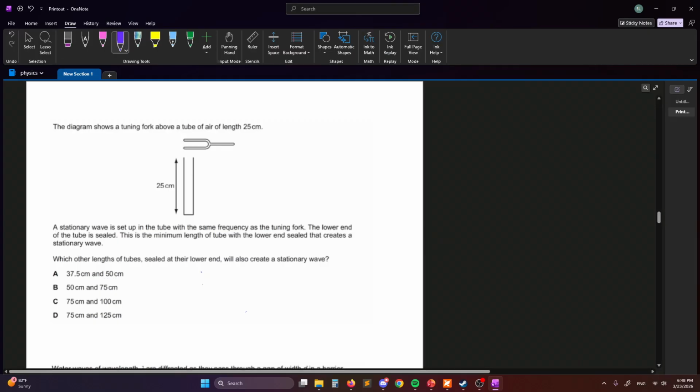All right, so for this question, the diagram shows a tuning fork above a tube of air of length 25 centimeters. A stationary wave is set up in a tube with the same frequency as the tuning fork. The lower end of the tube is sealed. This is the minimum length of tube with the lower end sealed that creates a stationary wave. Which other lengths of tube sealed at their lower ends will also create a stationary wave?